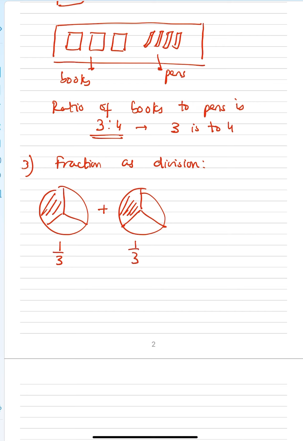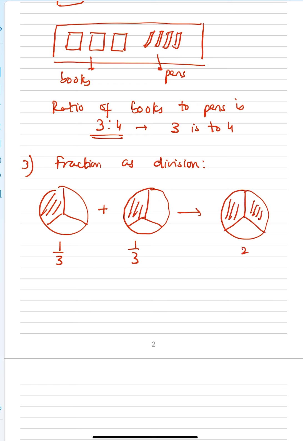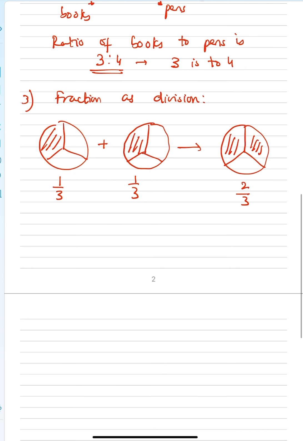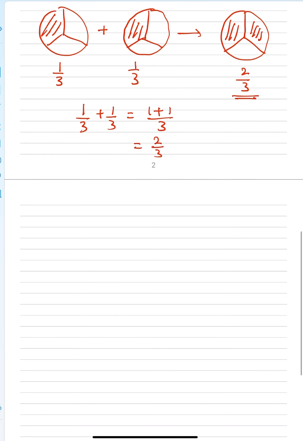This is 1/3. When I add these two, let me draw this properly. I will get a circle which is having 2 parts used and one is left out. This is called 2/3. The meaning of this is 1/3 plus 1/3, which is equal to 1 plus 1 whole upon 3. This is equal to 2 upon 3. So it is 2/3.